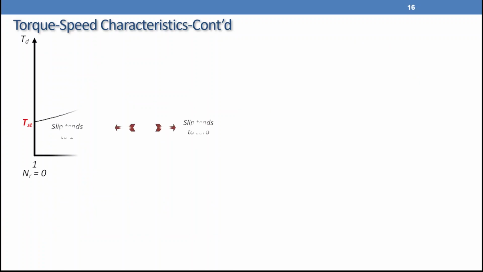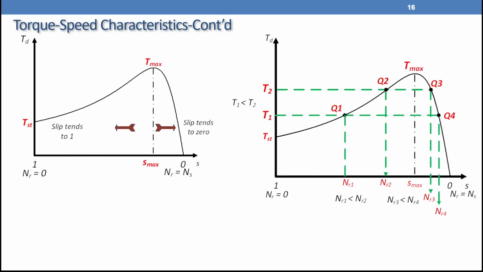Let's delve more into these torque speed characteristics and ask ourselves a question. At which point will the motor operate in stable operation? Q1, Q2, Q3, or Q4? We know the relation between power, torque and omega, where power equals torque times omega. So if the speed increases, the torque should decrease for constant power operation, and vice versa. If the speed increases, torque should decrease.